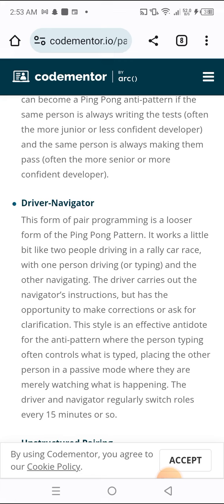This style is an effective antidote for the anti-pattern where the person typing often controls what is typed, placing the other person in a passive mode where they are merely watching what is happening. The driver and navigator regularly switch roles every 15 minutes or so.